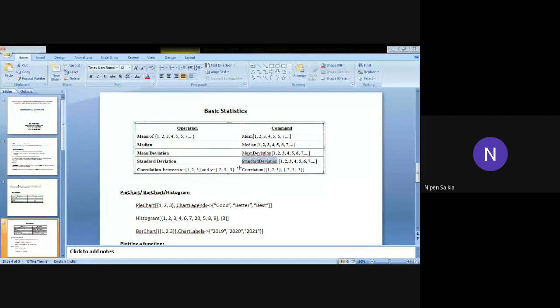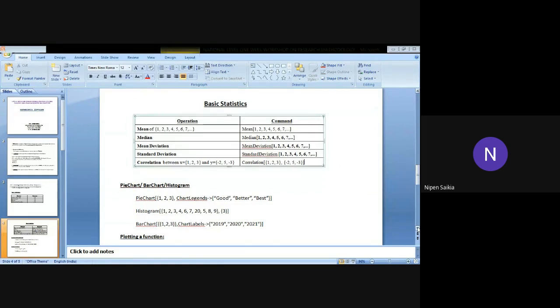To find, for example, the correlation between two sets of data, we write Correlation, and for the arguments we use square brackets. Inside two curly brackets, we put the first argument x, then a comma, then the second as y. Then we press shift plus enter, and we get the correlation coefficient in the notebook itself. Similarly we can draw pie charts, bar charts, and histograms for a given set of data.